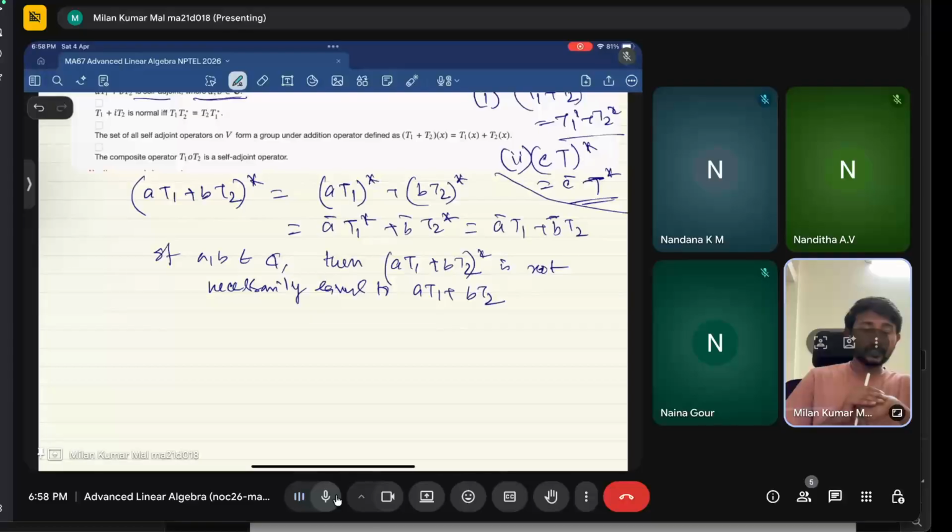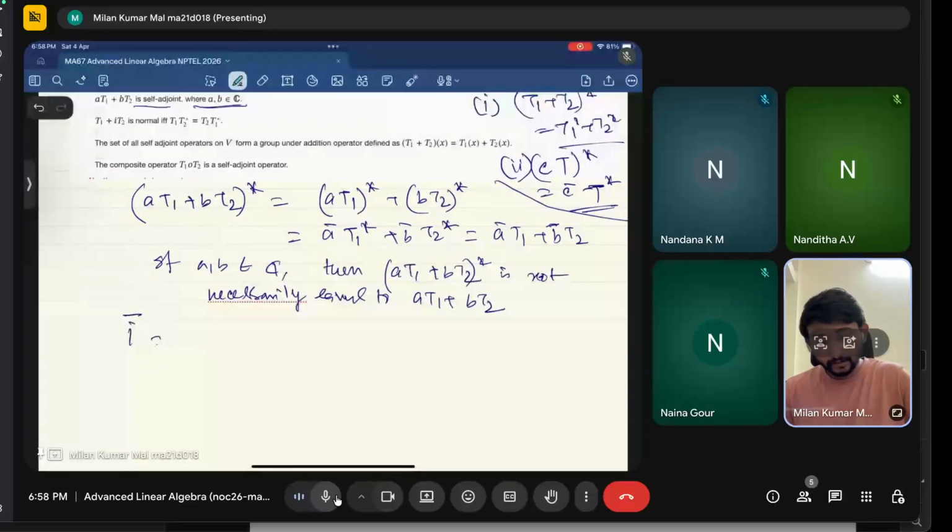That is very clear. For example, if you take a equals i, then what is i bar? That is minus i. Suppose a equals i and b equals 0. In that case, (iT1) star equals minus i T1 star, which equals minus i T1. So it is not self-adjoint. This operator is not self-adjoint, just as an example.